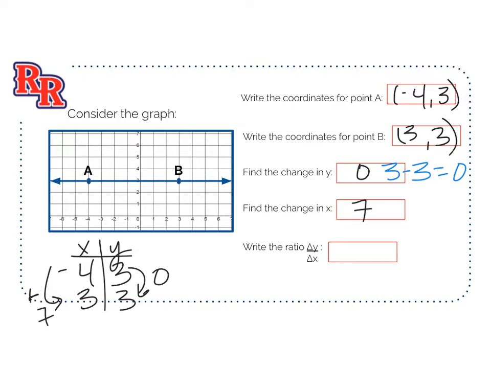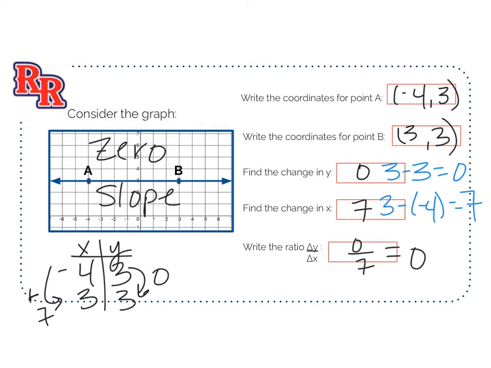So it's 7, and if I wanted to use the formula, I would have to subtract the x's in the same order. -4 minus 3 is going to give me -7. I'll do it the other way: 3 minus -4 equals 7. Either way, when I write this ratio, I'm going to get 0 over 7, or if I subtracted the x's the other way, I'm going to get 0 over -7. If I simplify this, it does in fact equal 0. So we say this line has 0 slope.